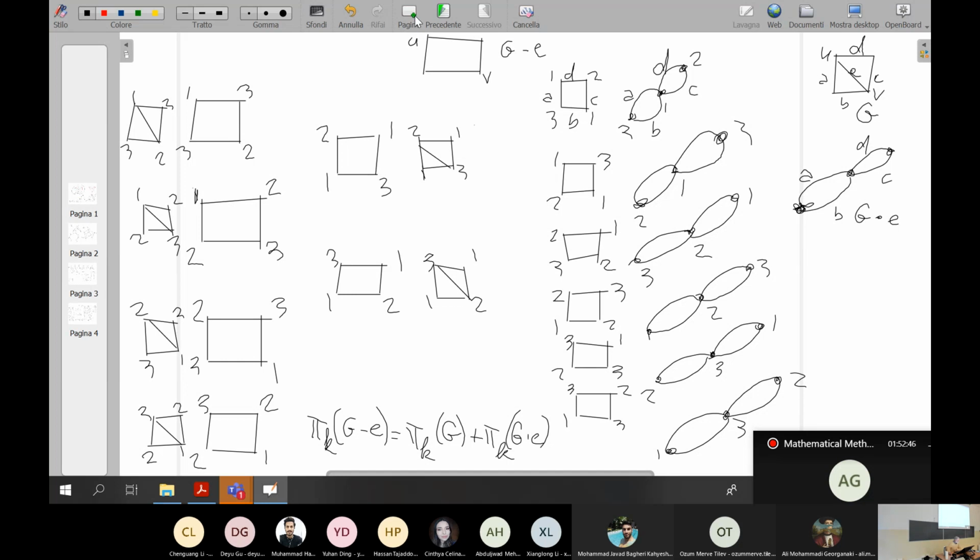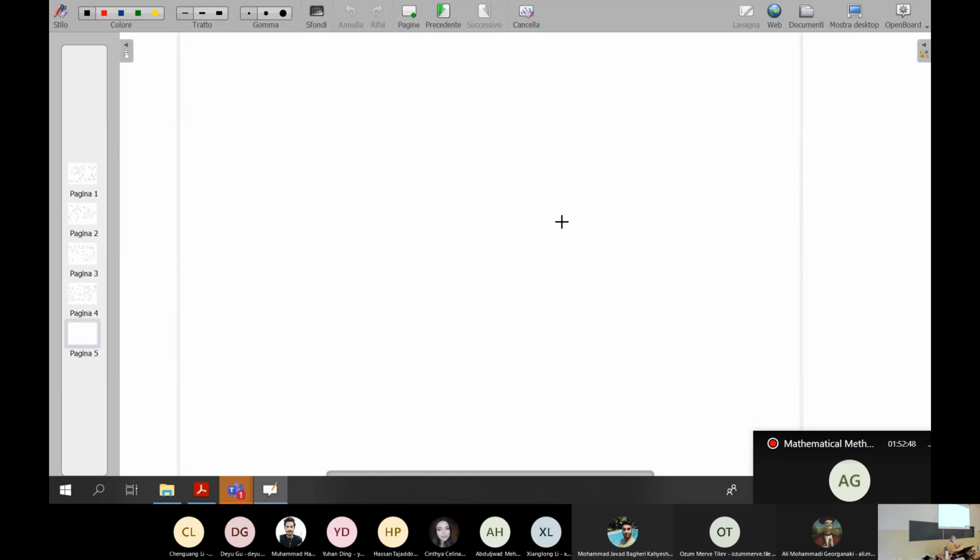So, hints. Do you remember that I gave you some hints for simplifying the computation of the number of spanning trees? Here things are different. Be careful, be very careful, okay? First thing, tricks.